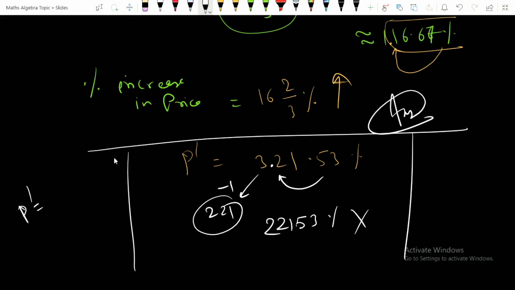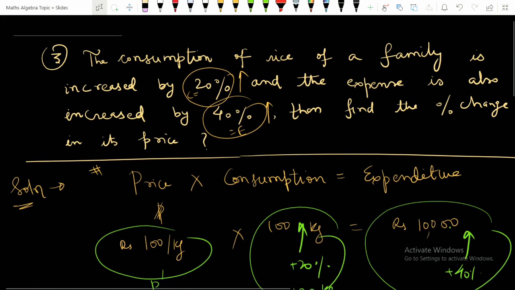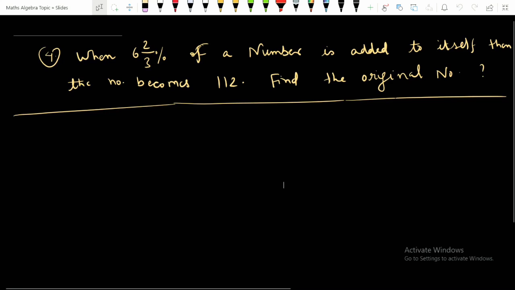Suppose the final price is 216 rupees, and earlier it was P equals 100. So what is the difference? This is 116 only. That's why I'm always subtracting 1. Or after putting a decimal point, 1.16 means 116% is increased. Okay, coming to the next question.